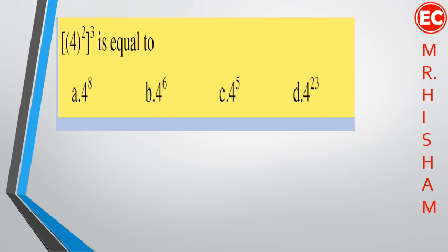Regarding this question, I have 4 to the power of 2, all to the power of 3. Power to the power, I multiply them, so the answer is 4 to the power of 6. 4 to the power of 6, the answer is B.